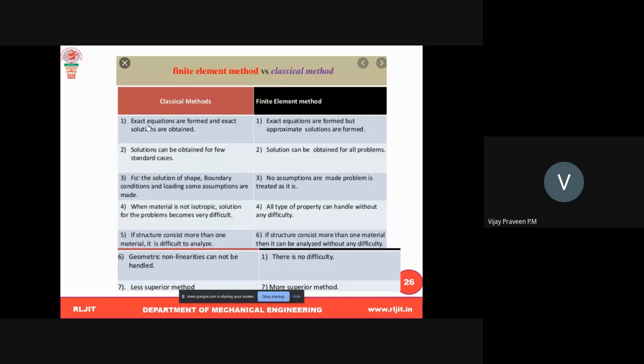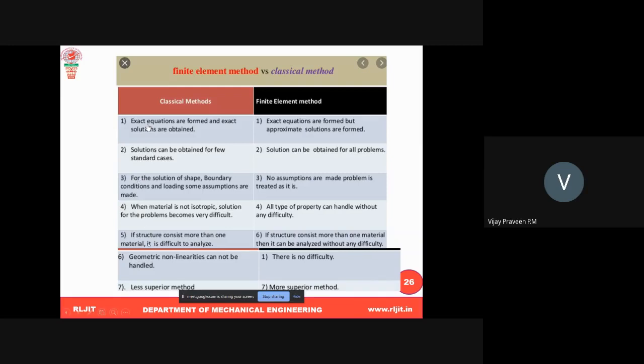In the classical one, if the material is not isotropic, solving the problem becomes very difficult. In the entire MOM approach, the common assumption is that the material is isotropic and homogeneous. If it is not, then it is very difficult to solve. But in FEM there is no such need. It can take any type of material, isotropic or non-isotropic. That is the main advantage of the FEM method.